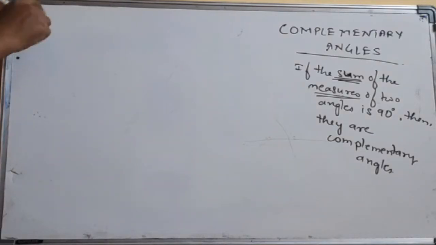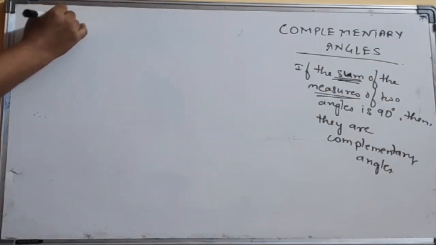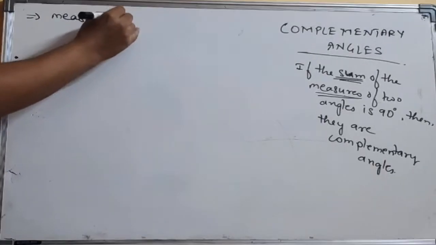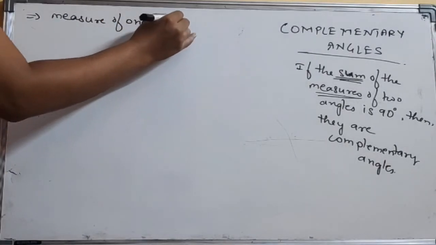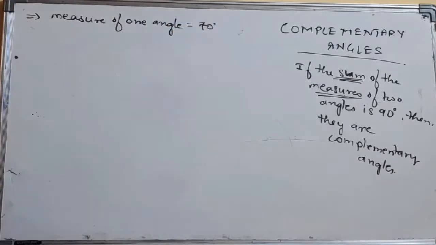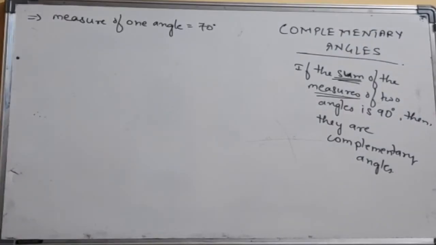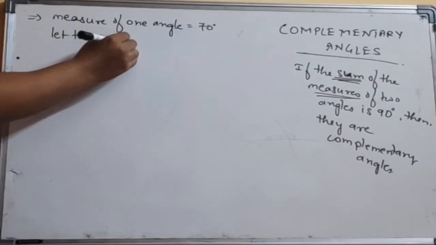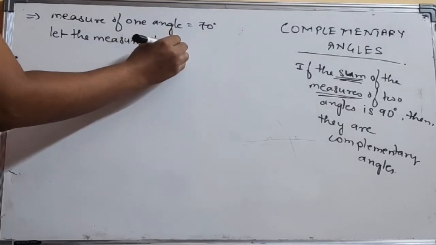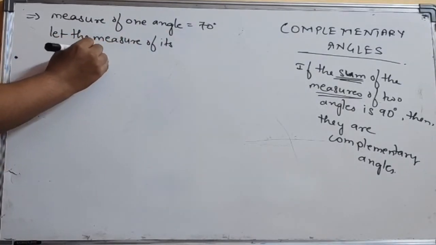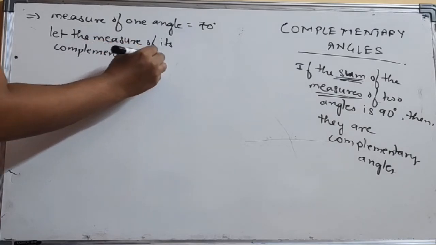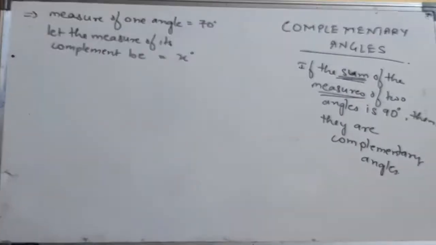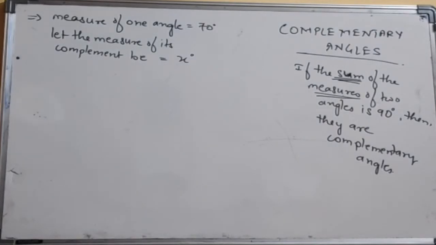So the measure of one angle is 70 degrees. Now we need to find the measure of its complement. So what we are going to say is, let the measure of its complement be x degrees. So the measure of one angle is 70 degrees and the measure of its complement is x degrees.